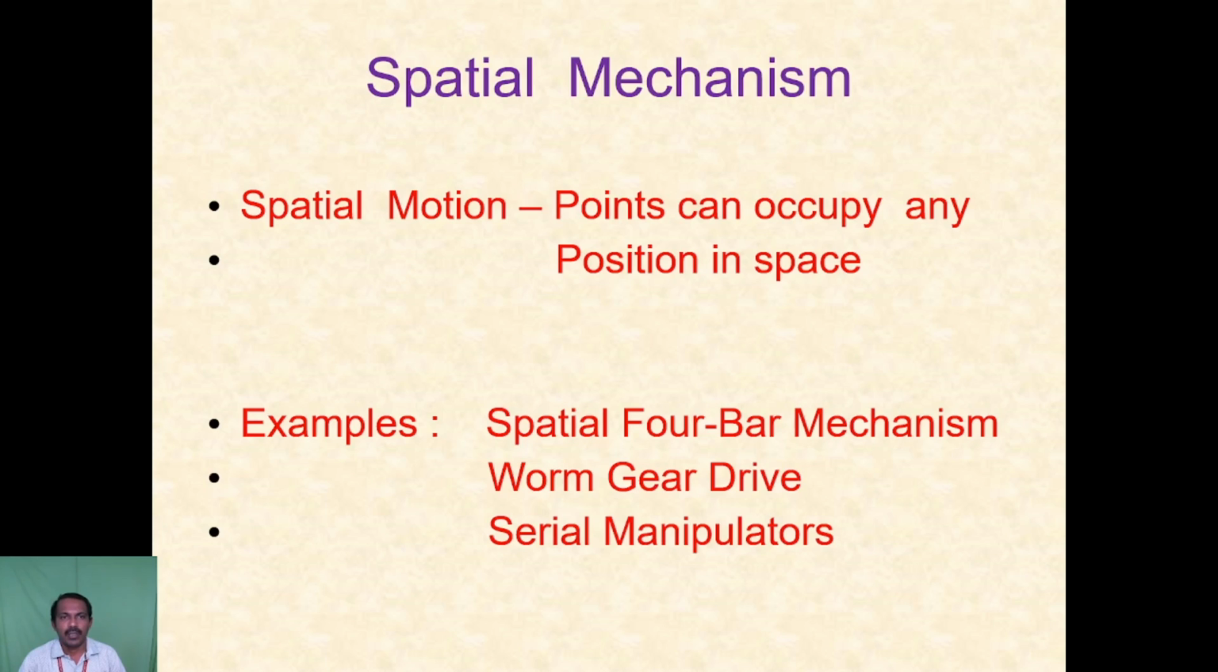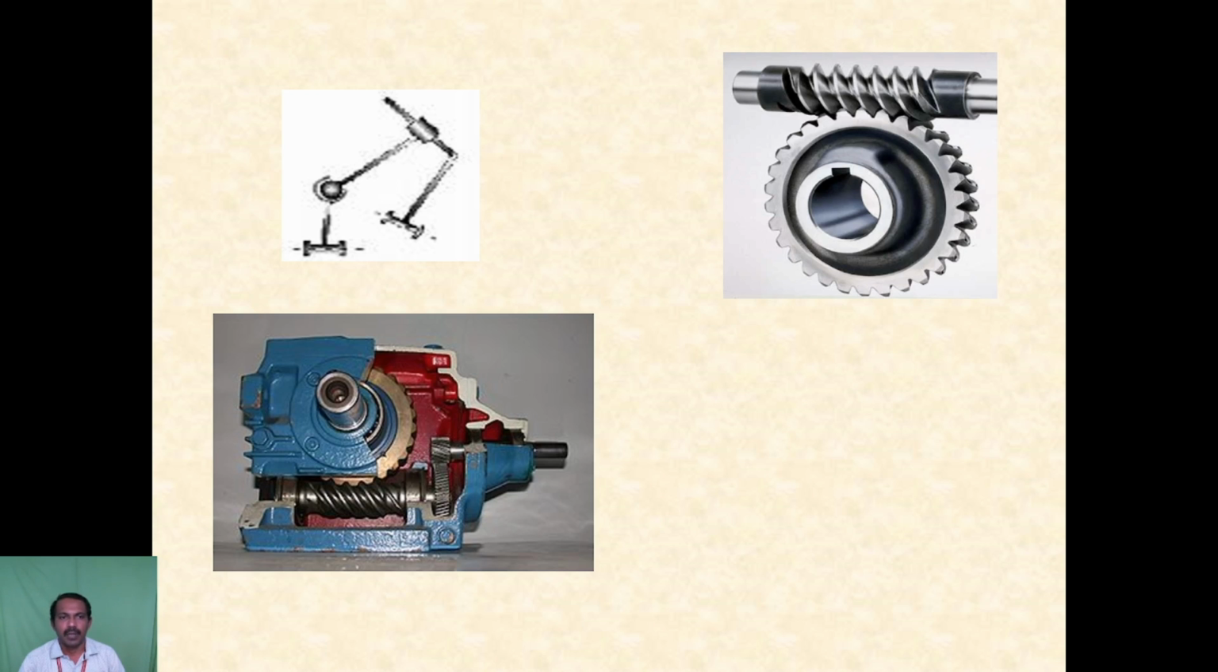This is a spatial mechanism. The point can occupy any position in space. For example, the spatial 4-bar mechanism, worm gear drives, and lastly serial manipulators. Manipulators, here for example, are spatial mechanisms.